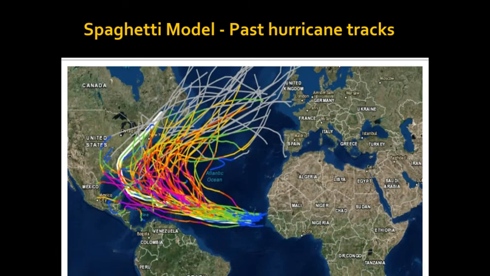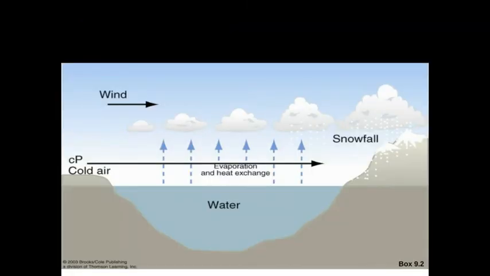Hurricane Sandy didn't do that. So this is one of the reasons why Hurricane Sandy was as devastating as it actually was, because it kind of did something that meteorologists don't really expect a hurricane to do. What we do also see in terms of severe weather, we have what's called lake effect snow.